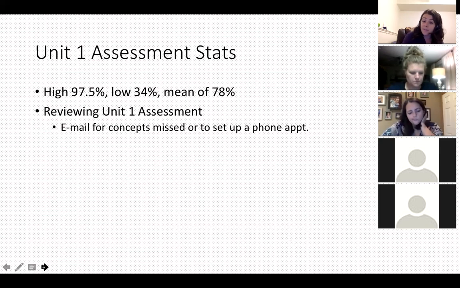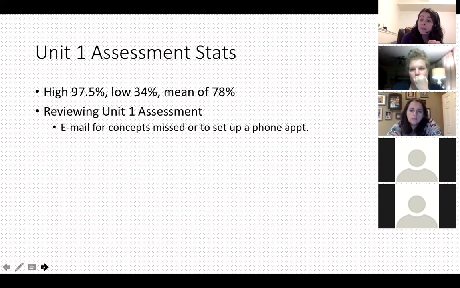So the Unit 1 assessment is graded. The high was a 97.5. We have 2 people who got that score. And the low is a 34, and the average was a 78%, which is good. So overall, you guys did a good job on that exam. I was impressed with that.